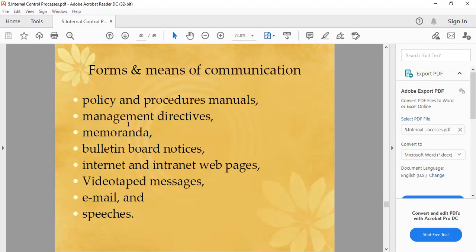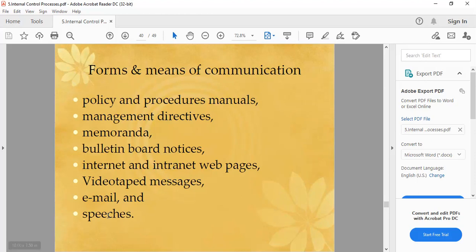So going over policy and procedures manuals, management directives, so a sort of letter discussing certain instructions in the company, memoranda or memos, then bulletin board notices. For the web pages or the websites, we have the internet. So that's the public domain, and intranet. This is private, so within the business only. Videotaped messages. So certain messages are already pre-recorded. In fact, we can exchange information now by using certain platforms like Messenger. We can record ourselves if we talk about certain instructions.